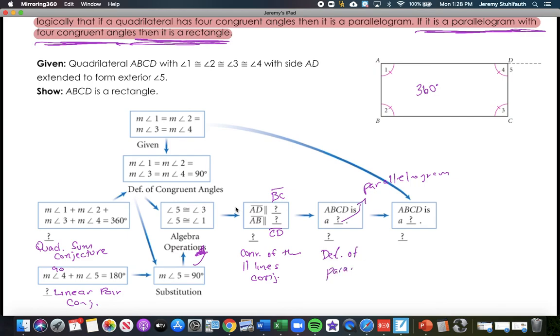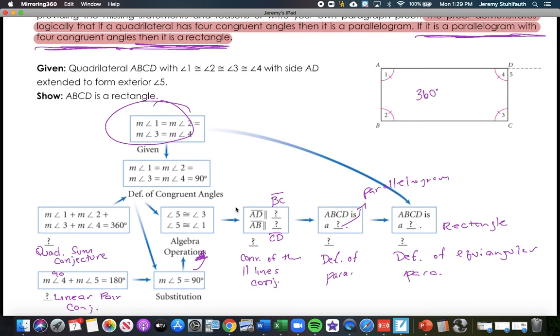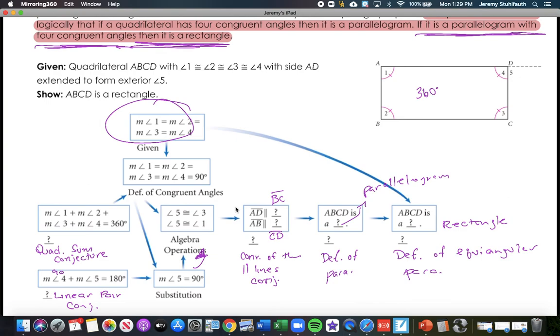All right, and finally, because all 4 angles are congruent, we know that ABCD is a rectangle, because a rectangle is an equiangular parallelogram. So this is the definition of an equiangular parallelogram. All right. So again, you won't be asked to do many proofs, but those are just some basic flowchart proofs that show that in fact a parallelogram with 4 congruent angles is a rectangle, and a parallelogram with 4 congruent sides is a rhombus.